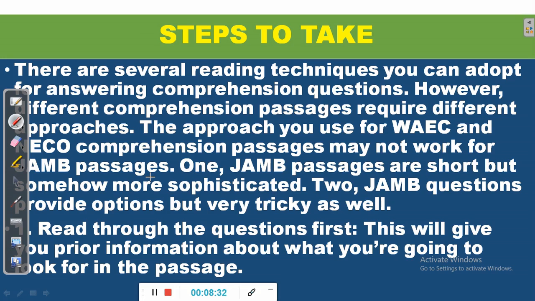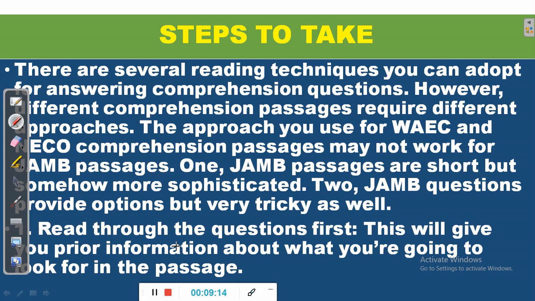Number two, Jamb questions provide options, but very tricky as well. In fact, the fact that Jamb questions provide options that you can pick from should simplify the Jamb comprehension. Ironically, they don't. This fact doesn't necessarily simplify it because the Jamb passage itself sometimes appears to be sophisticated. All right, we will look at it and see how we can unlock every Jamb comprehension passage.